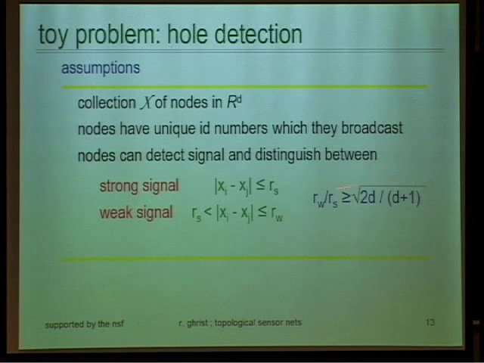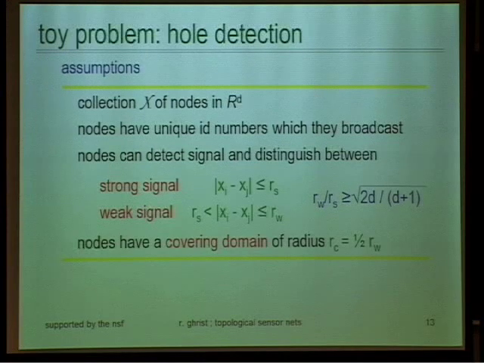And I have to have some sort of bound on the ratio of my strong signal to my weak signal that corresponds to the theorem that we just saw about persistence. And I'm going to assume that each of my nodes has some covering domain of radius R_C for cover. That's half of the weak radius. Is that the same R_S and the strong signal and the weak signal? Yes, it is. So weak signal means you're within distance R_W, but you're not hearing a strong signal. Right? You're definitely hearing a weak signal.